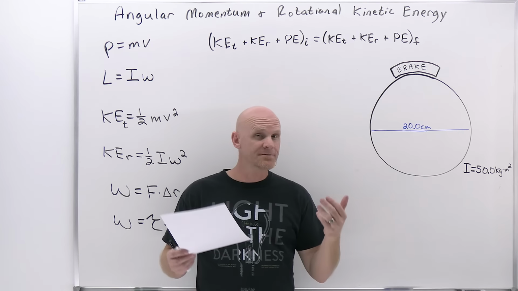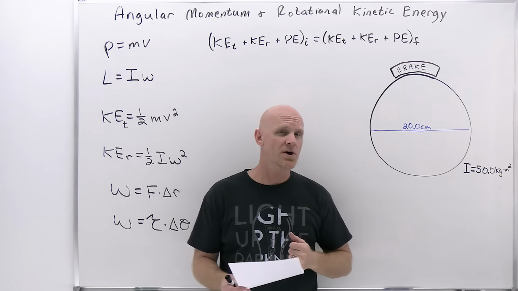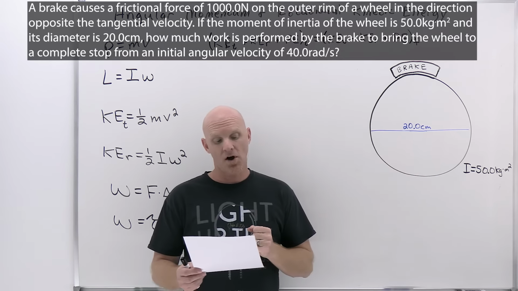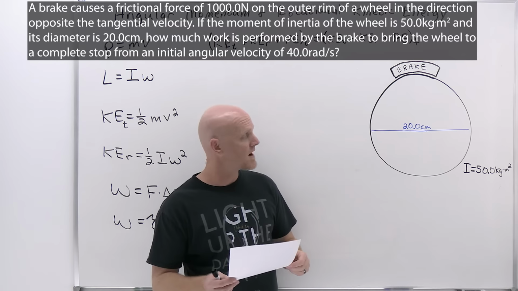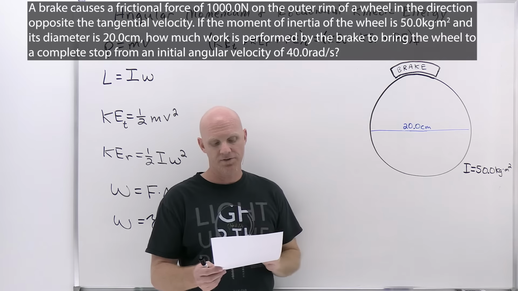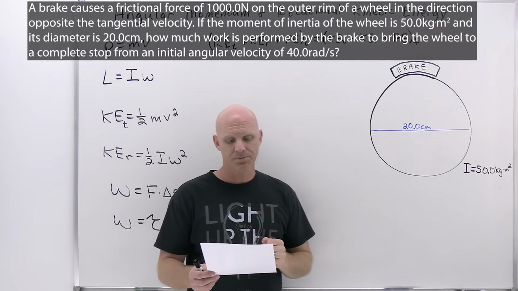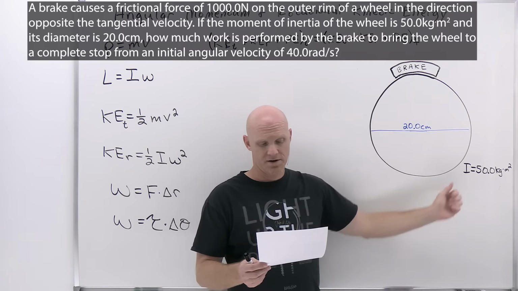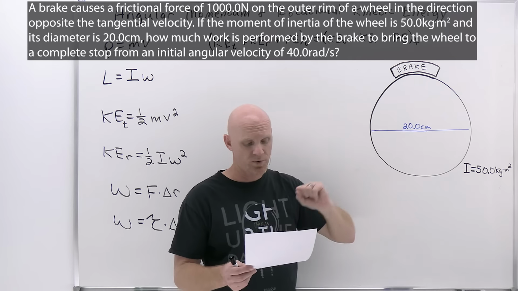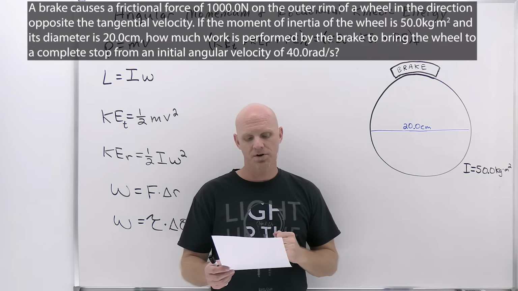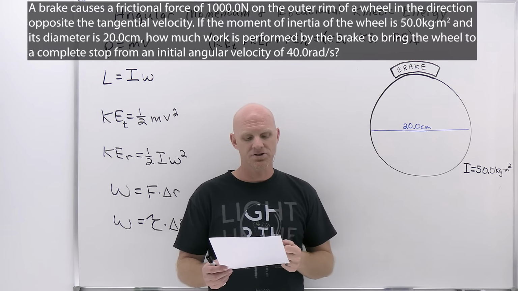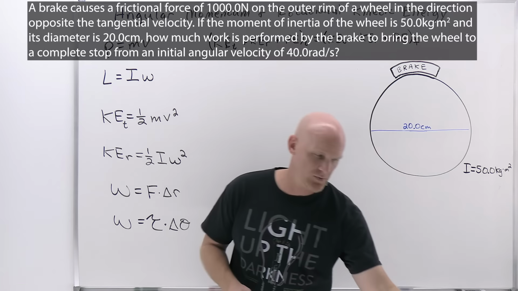So the next question is going to involve a disc brake, similar to the one we saw in the last lesson. The question reads, a brake causes a frictional force of 1,000.0 newtons on the outer rim of a wheel in the direction opposite the tangential velocity. If the moment of inertia of the wheel is 50.0 kilogram meter squared and its diameter is 20.0 centimeters, how much work is performed by the brake to bring the wheel to a complete stop from an initial angular velocity of 40.0 radians per second?